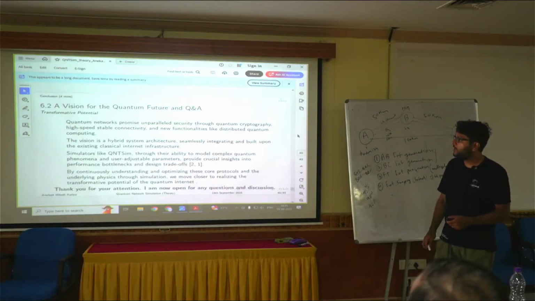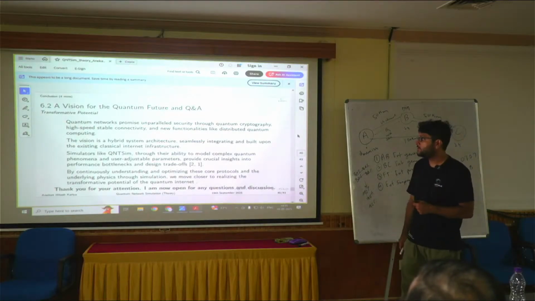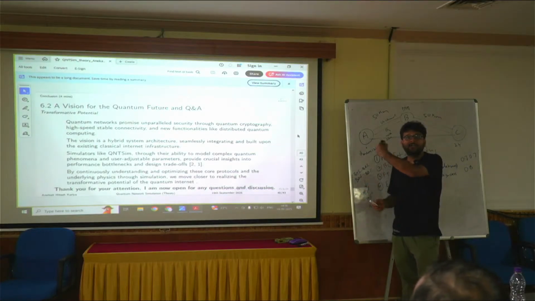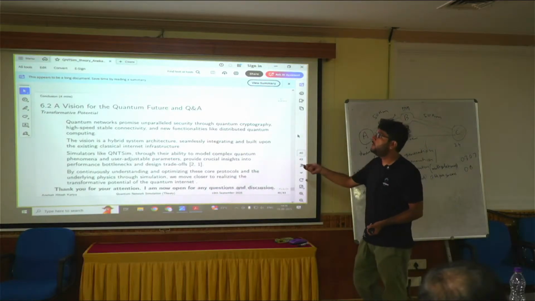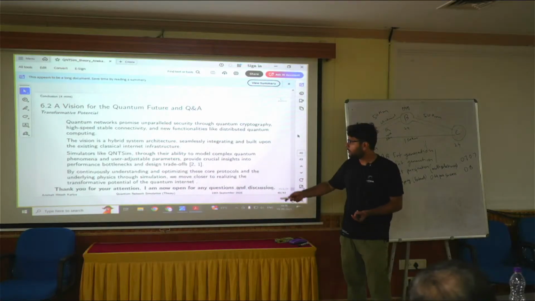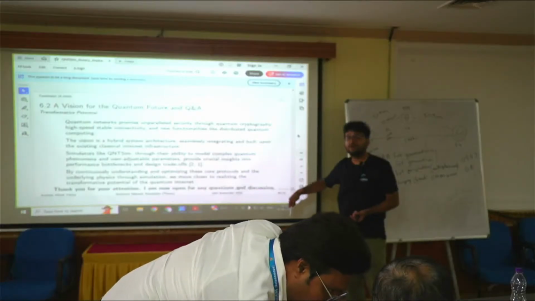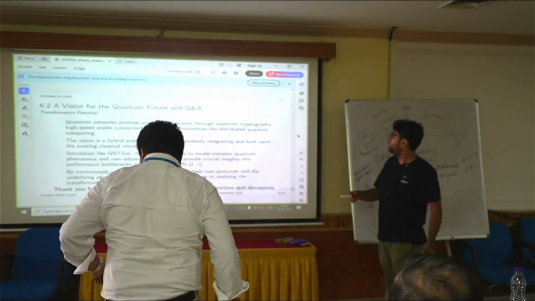And simulators like QNT-Sim, which is our product, through their ability to model this complex quantum phenomena with user-adjustable parameters, are a very useful thing for industry as well. A company that wants to create a quantum internet and be the first in the world needs a simulator first. They will first get the simulator, adjust the parameters, see how the network performs, and then maybe invest in the actual hardware.